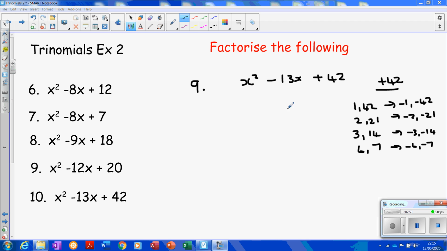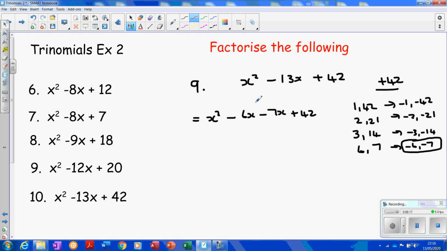Question 9, we're looking for factors of 42. I've listed them all down. And we're looking for minus 13. The pair that gives me minus 13 is minus 6 and minus 7. So that gives me x squared minus 6x's minus 7x's plus 42. Half the list down the middle. Highest common factor is x. x bracket x minus 6. I know this bracket's got to be x minus 6 as well. So what's the common factor? What do I multiply x by to get minus 7x? It's minus 7. So repeated bracket is x minus 6, and the bracket I make up from there and there is x minus 7.